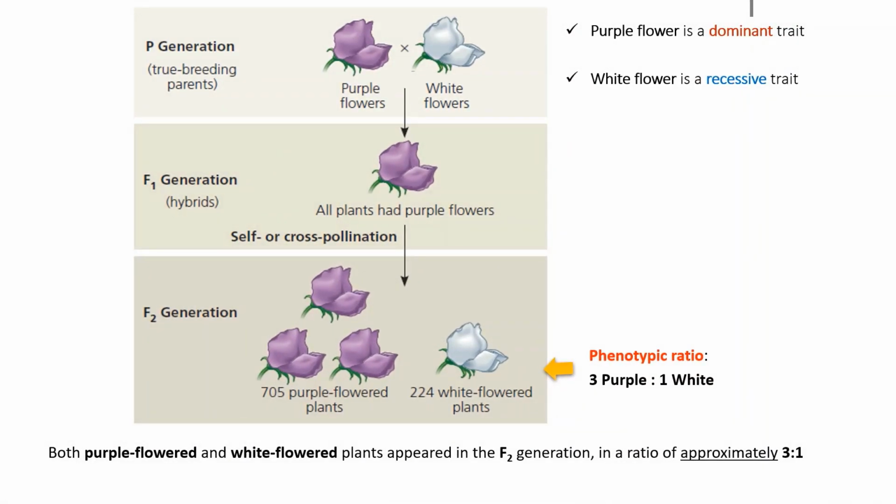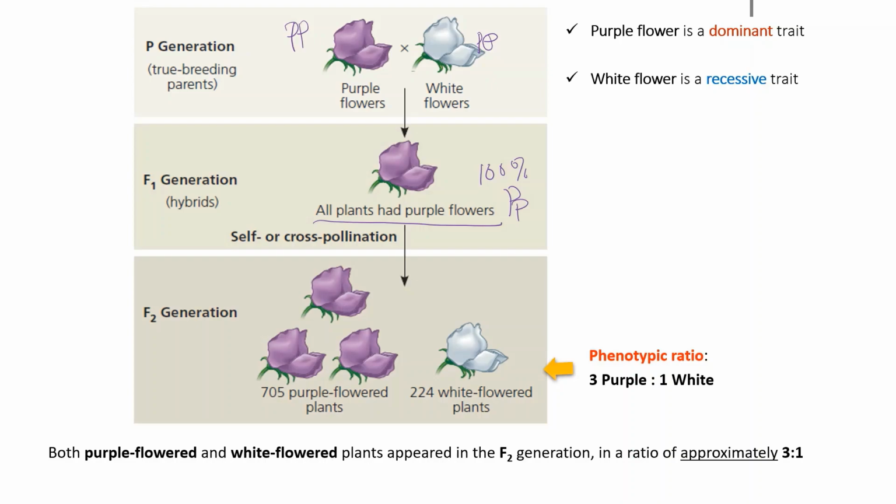In the parental generation, the cross between true-breeding purple flower parents with the genotype homozygous dominant and true-breeding white flower parents, homozygous recessive, produces the F1 generation, or F1 hybrids, that has all purple flowers. So this is 100% heterozygous with all purple flowers.